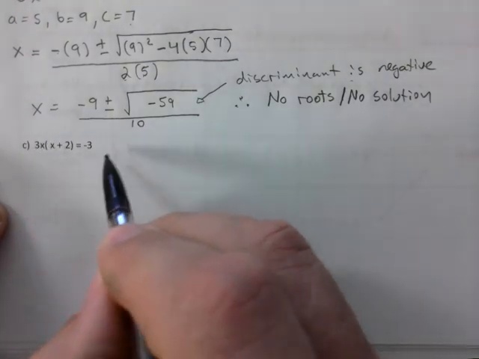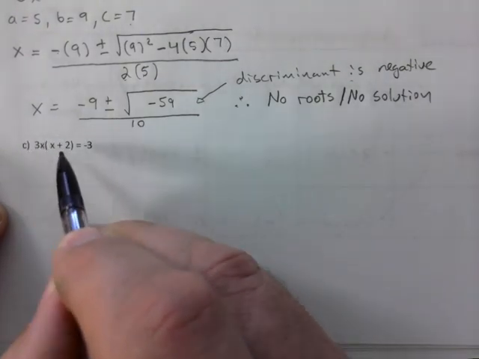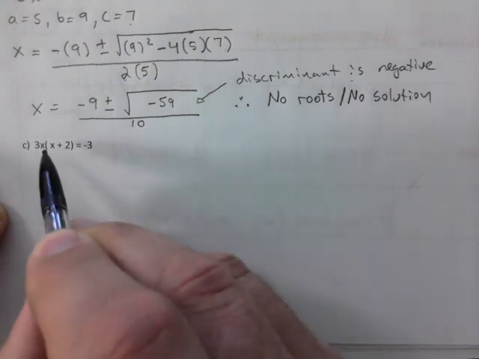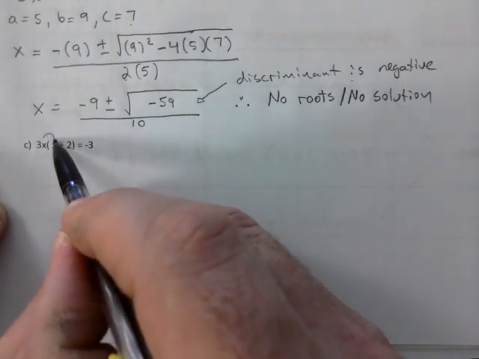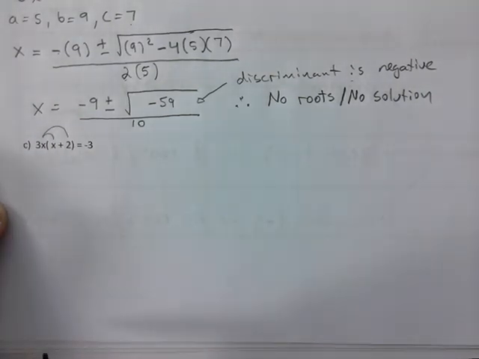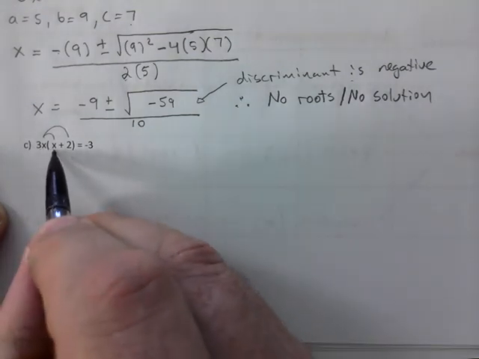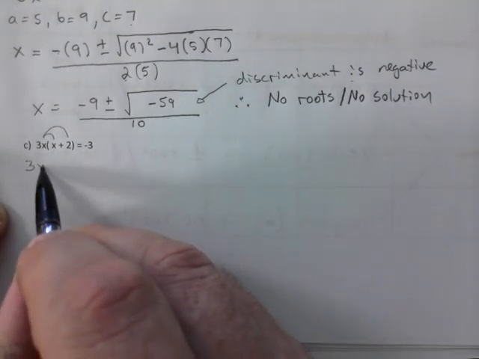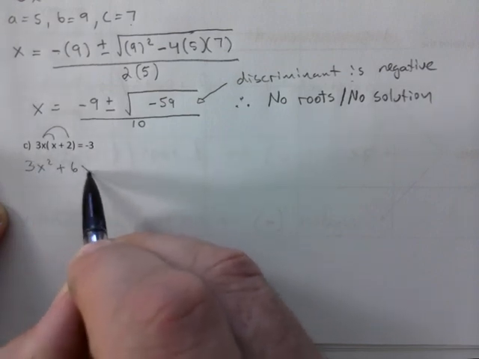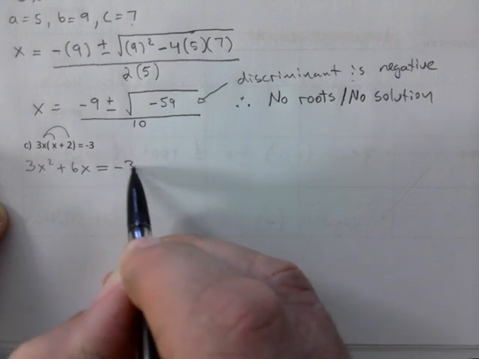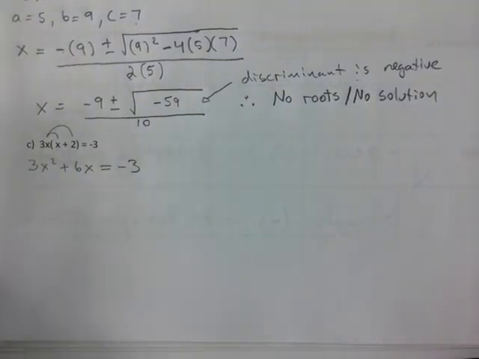Again, clean it up. So in this case, I don't like brackets. It's not in general form. So multiply. 3x times x would be 3x squared. 3x times 2 is 6x, and that's equal to -3. And one more step left. This one is actually not too bad. You just have to bring the -3 over to the left-hand side.